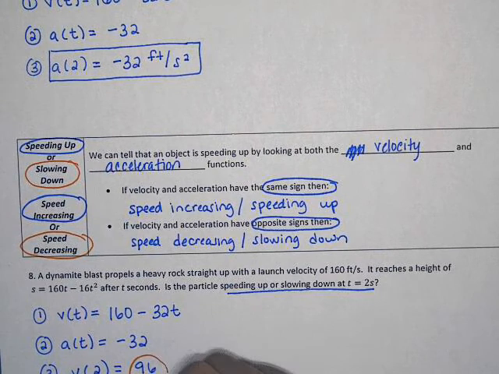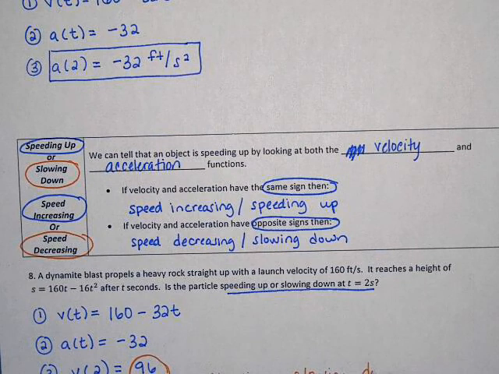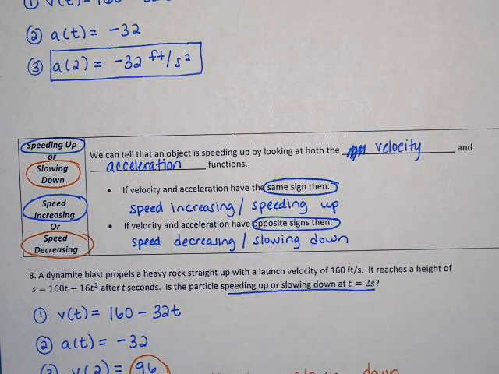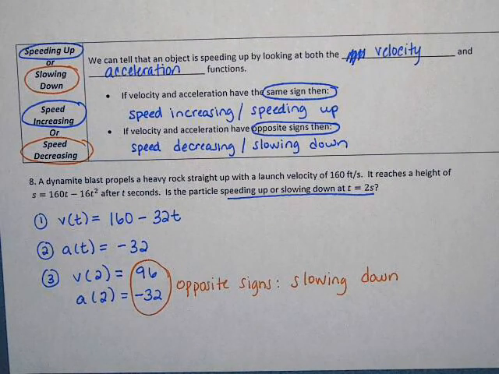Because these have opposite signs, we would say that we are slowing down at t equals 2. Ooh, you can't see what I'm writing. Just kidding. There you go. Because these have opposite signs, we would say that we're slowing down at t equals 2.